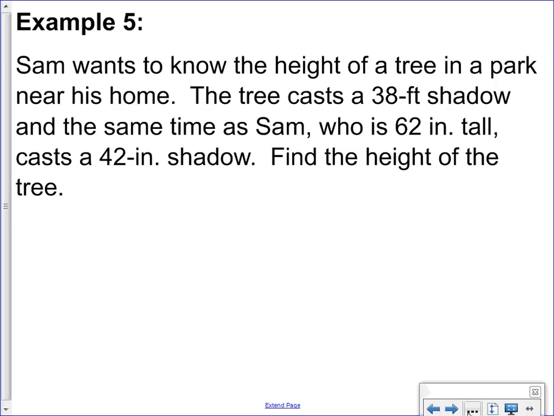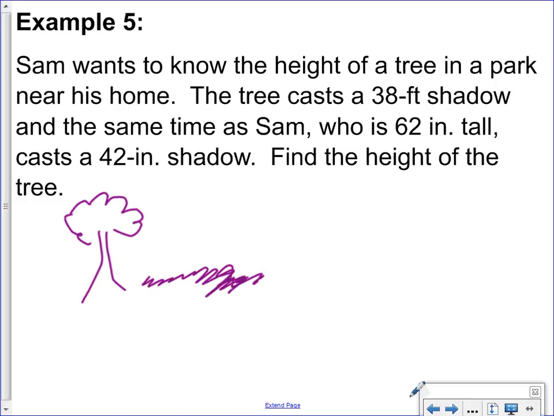All right. Sam wants to know the height of a tree in a park near his home. So there's this tree. I promise you I'm not an artist, although I do like to paint. The tree casts a shadow. The shadow is 38 feet long.